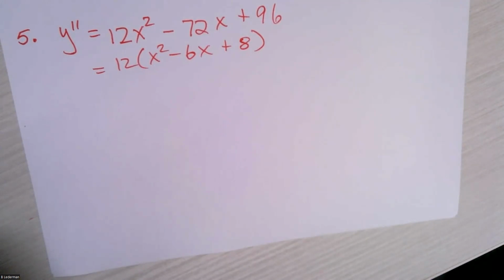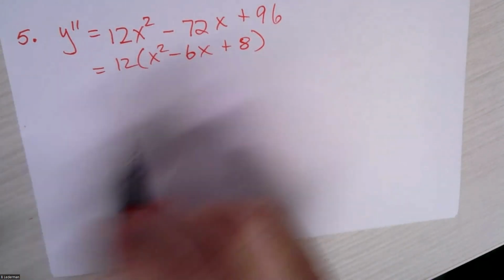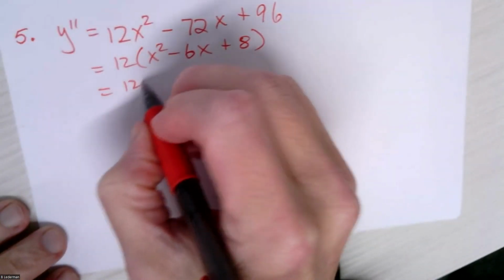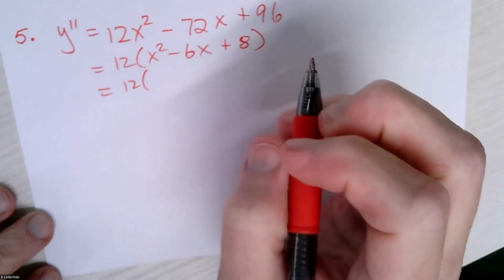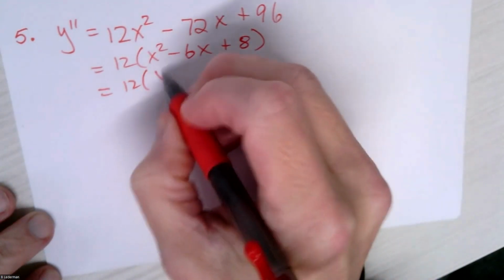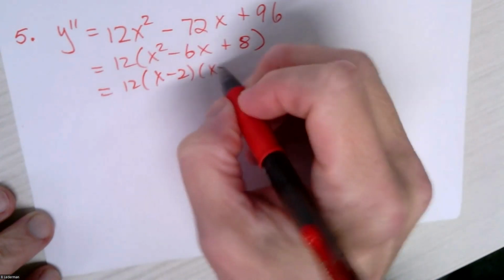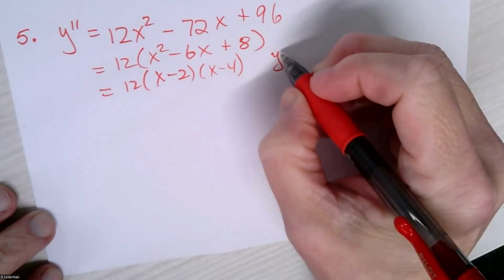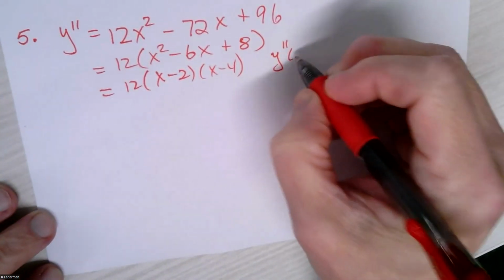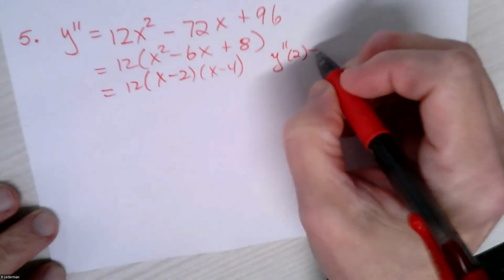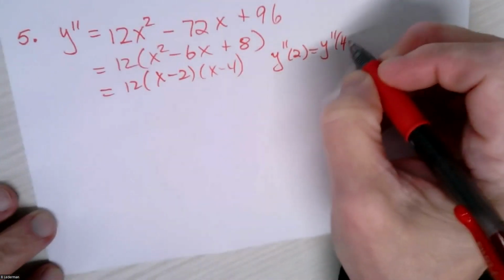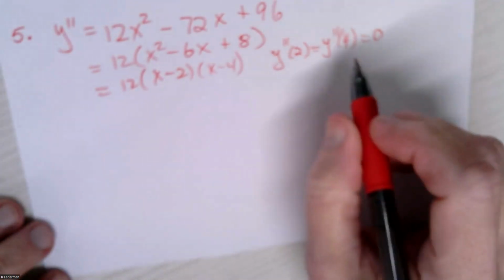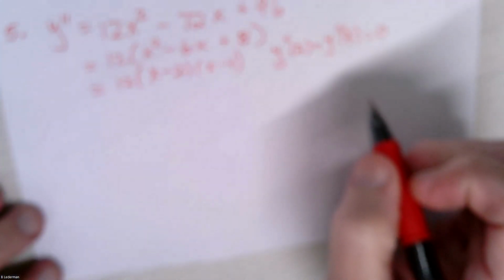We take our second derivative and we just do the regular process. We get y double prime equal to 12 times x squared minus 6x plus 8, which equals 12 times x minus 2 times x minus 4. So the zeros of y double prime are 2 and 4. Let's see whether these are points of inflection or not.